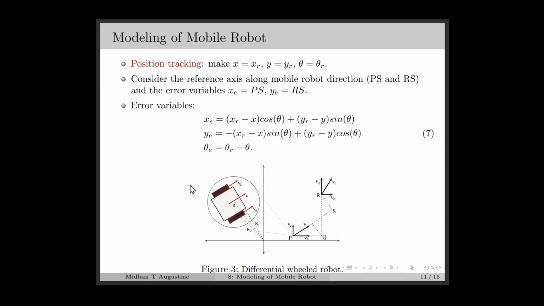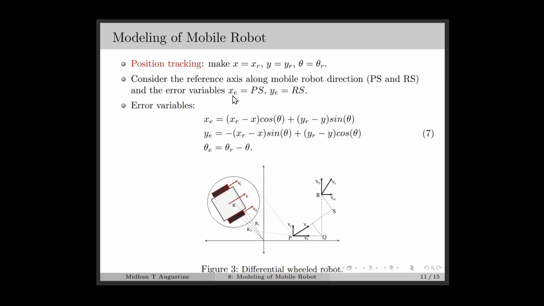Now, for position tracking, our objective is to make X equal to XR, Y equal to YR, and theta equal to theta R. Or in other words, we need to make the errors XR minus X equal to 0, YR minus Y equal to 0, and theta R minus theta equal to 0. Here we are considering the error along the mobile robot direction, where PS denotes the direction along the mobile robot motion, and RS denotes the direction orthogonal to the mobile robot motion.